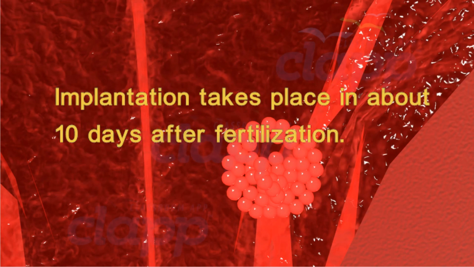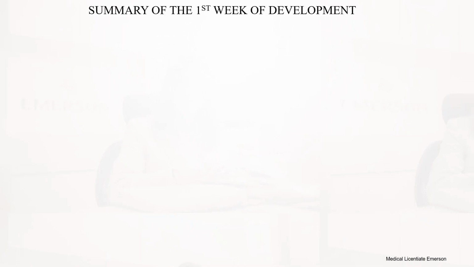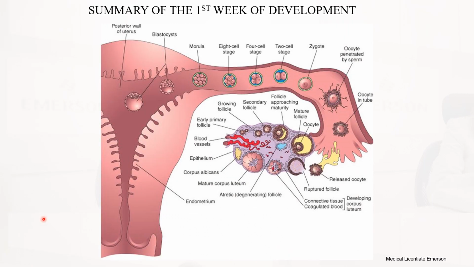Okay, so this is what I was talking about. It's very good that you understand. So this is a summary of the first week. So in short, we are done. Remember, I started from gametogenesis, but specifically when we started talking about the menstrual cycle, ovulation, the primary oocyte, secondary oocyte. Then we went to ovulation, the ruptured and released oocyte.